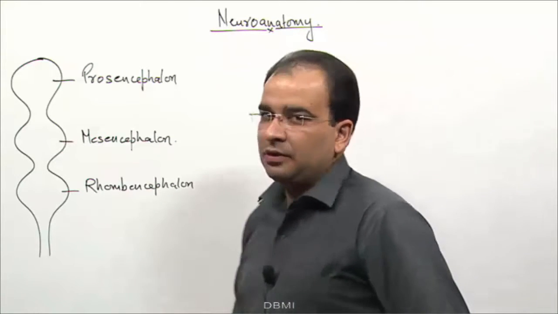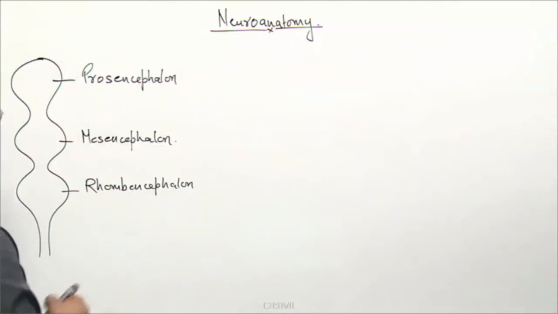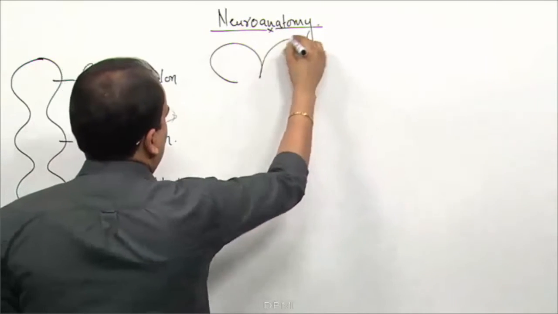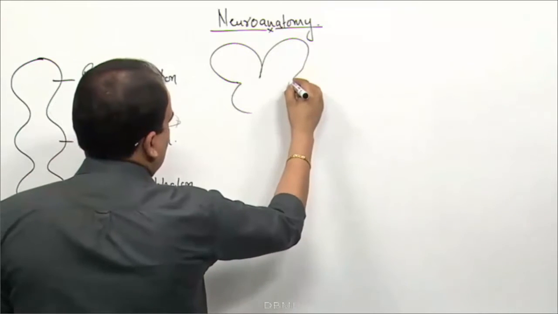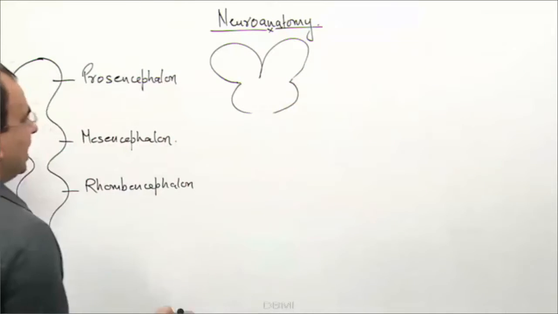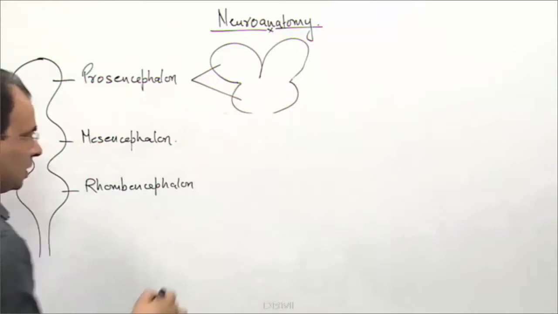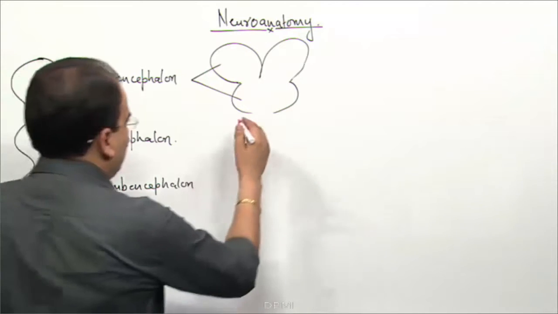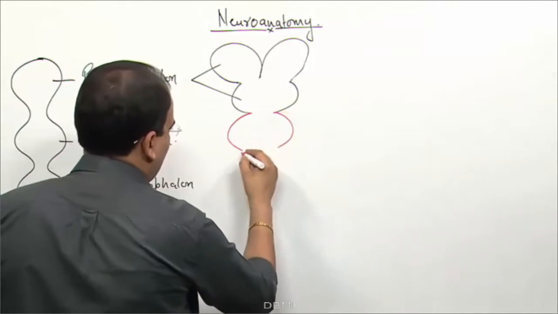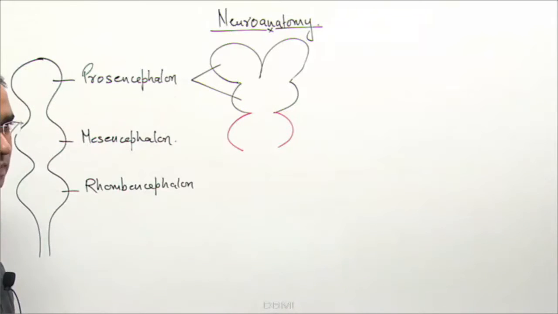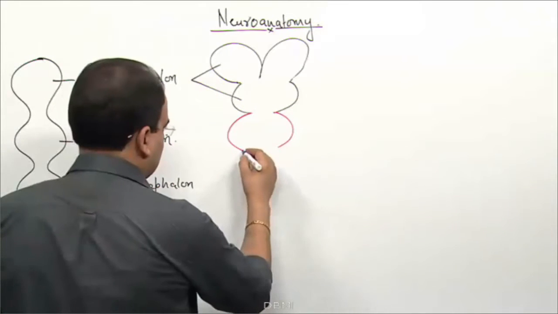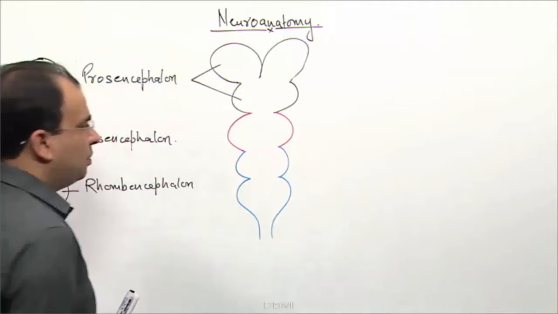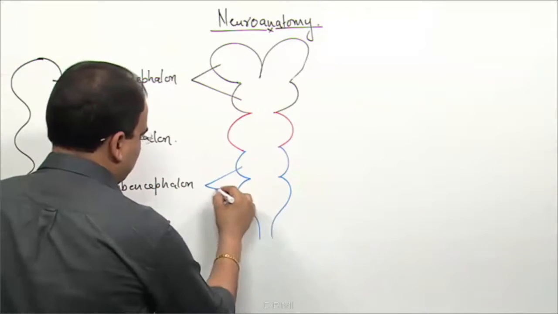In the further division, in the formation of the secondary brain vesicles, this prosencephalon will be further divided into the telencephalon and diencephalon. So these are the two further divisions of the prosencephalon. Let me use a different color for the mesencephalon. That's a mesencephalon here, unchanged. And rhombencephalon further dividing into two.